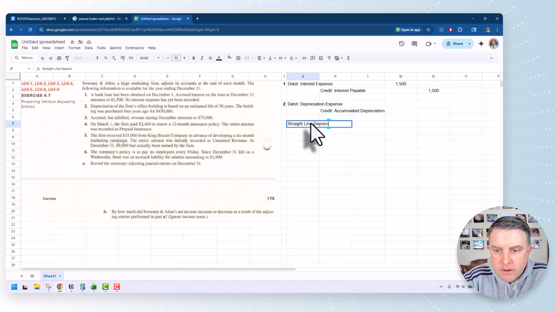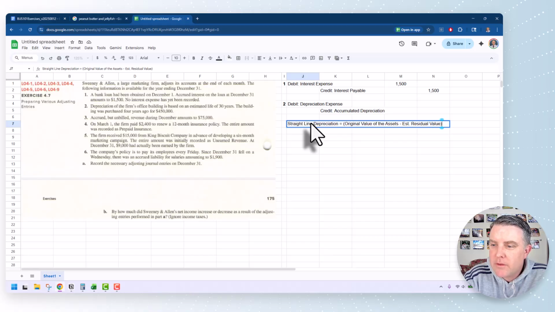depreciation, that is equal to the original value of the asset minus its estimated residual value. So what we could get if we sold it for parts at the end of its life to like a scrapyard or something like that. And we're going to divide that whole thing by its estimated useful life.